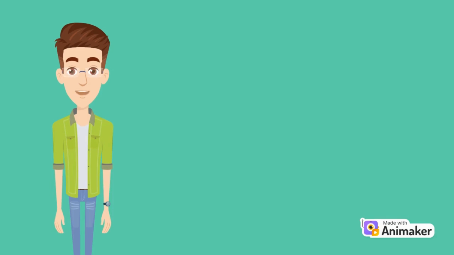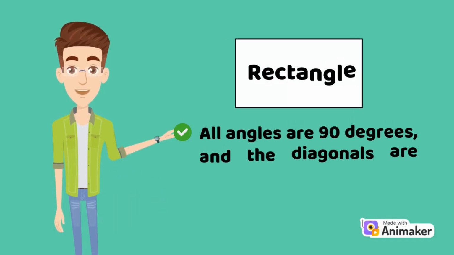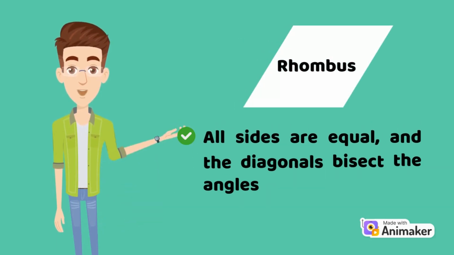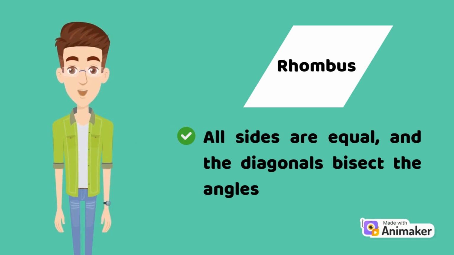Now, here's where it gets even more interesting. Some parallelograms are extra special. We have three unique types of parallelograms. First, the rectangle. All angles are 90 degrees, and the diagonals are equal in length. The second is the rhombus. All sides are equal, and the diagonals also bisect the angles.